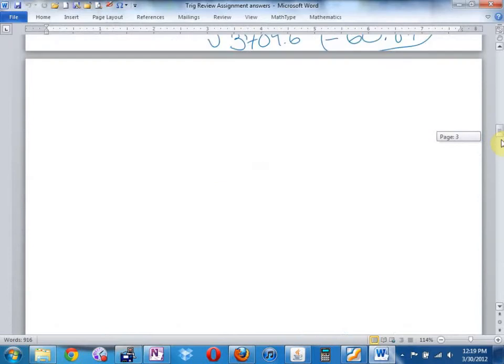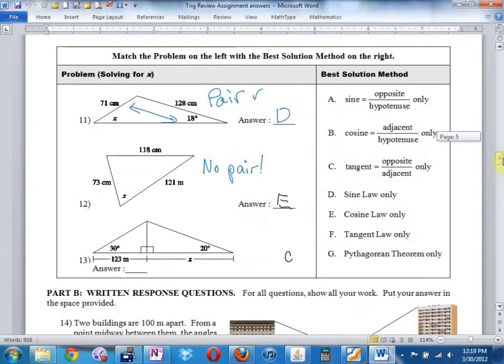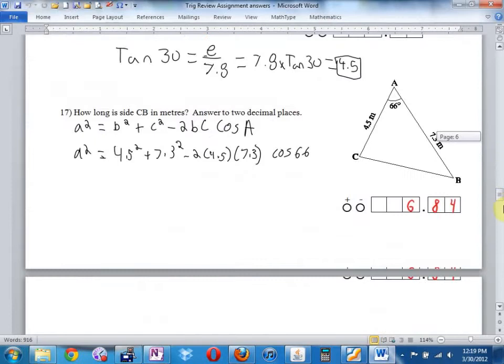Yoink. Hello, number 19. Hello, number 19. Somebody's got a blank page in there. Oh, well. I have to fix that.